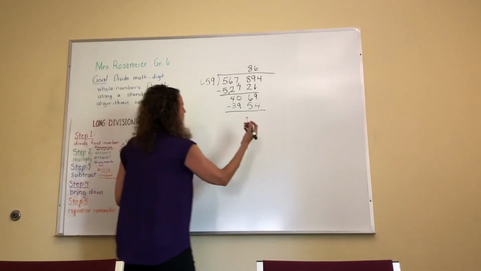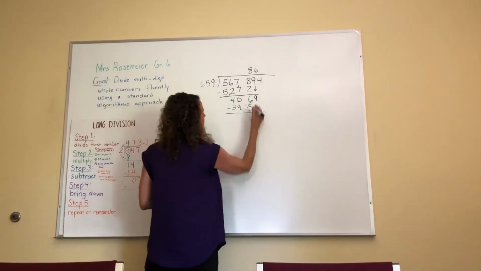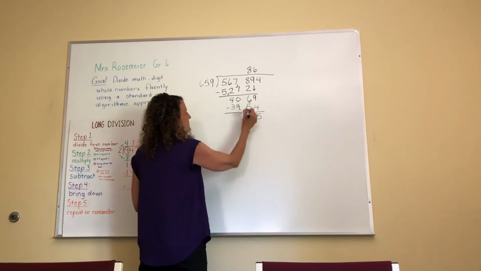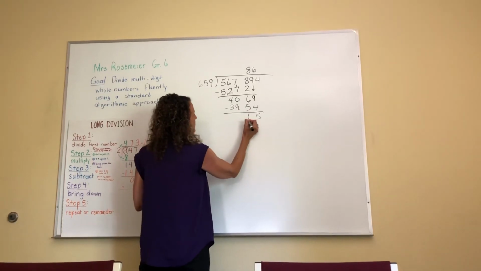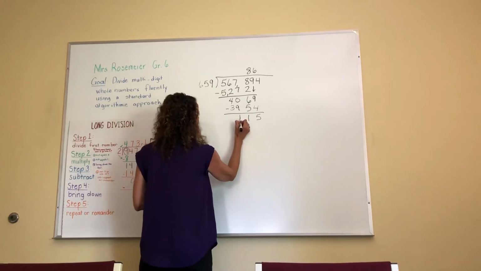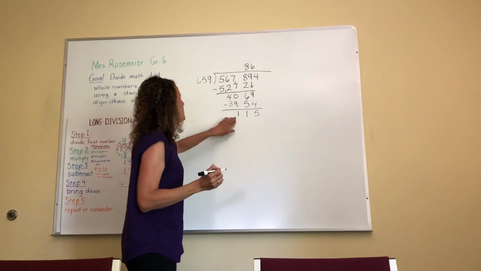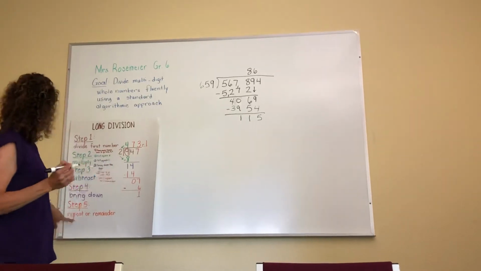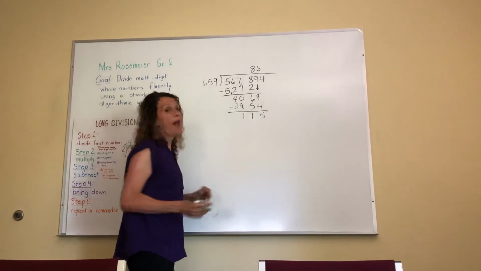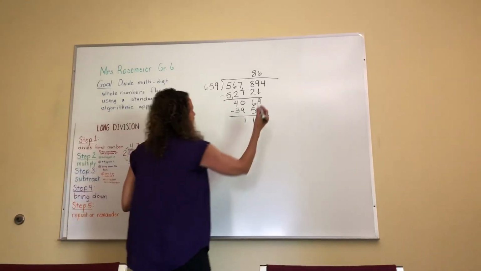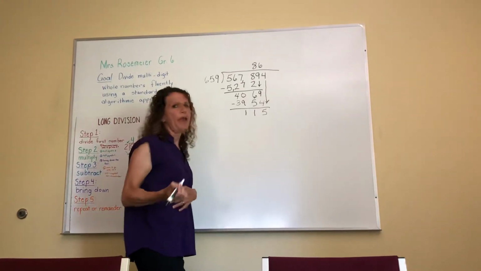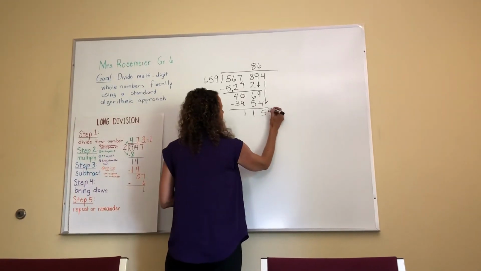And then we're going to subtract, making sure the numbers are lined up again. We get 9 minus 4, which is 5. 6 minus 5, which is 1. And then 40 minus 39, which is 1. Now, that's what's left so far, but I have to bring down again. I have one more number to bring down. So I'm going to draw my arrow and bring down my 4.